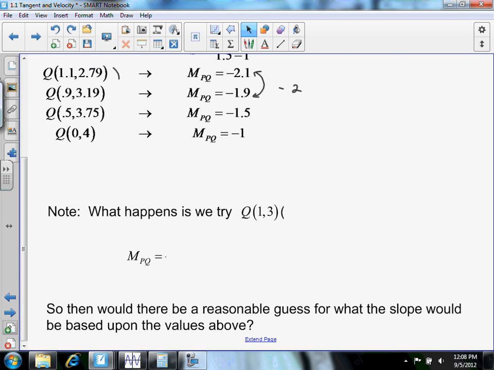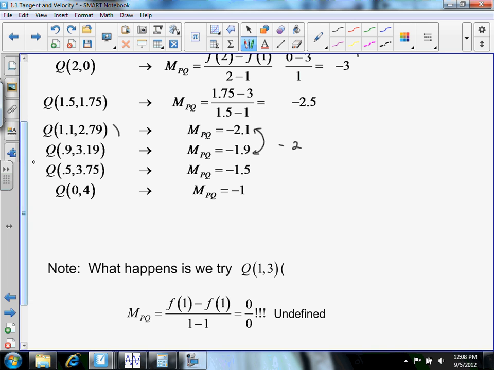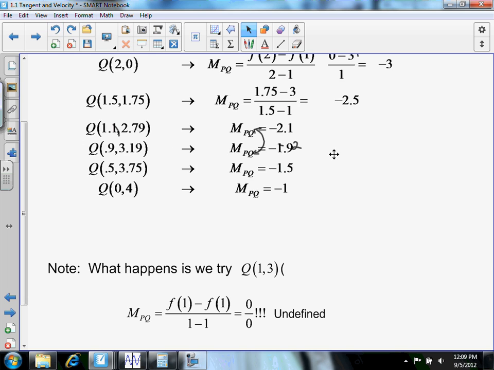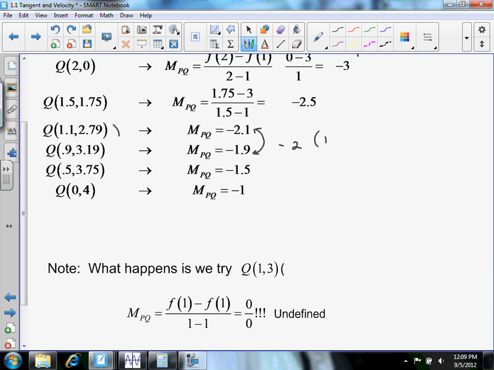All right, so when we were talking about this down here, we were talking about what happens when we get to this slope and it becomes undefined. What would be a reasonable guess? We took a look at where Q gets awfully close to the point, let's say, 1, 3. And where does that occur? Well, 1 is in between 1.1 and 0.9, and 3 is in between 2.79 and 3.19. So it's somewhere in between there, and what's the number that we would think would be in there? Well, we're saying that it's negative 2.